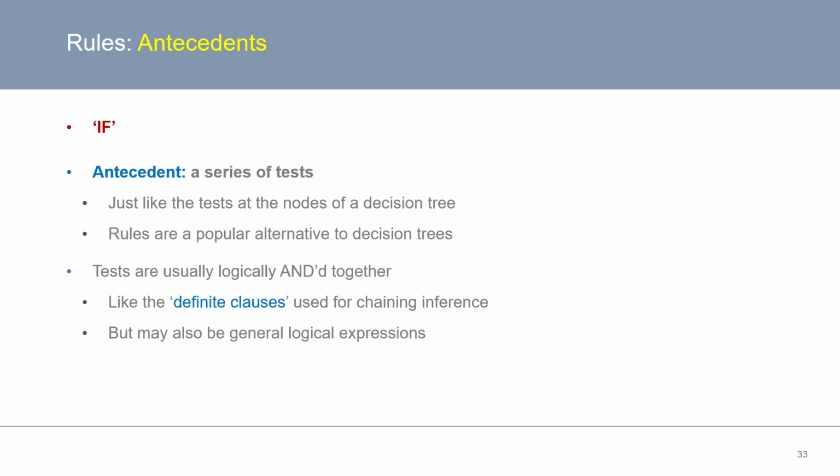The antecedent tests are usually logically ANDed together. This is similar to the definite clauses from logic used for chaining inference. However, in certain circumstances, rules can have different logical expressions within them, such as ORs.